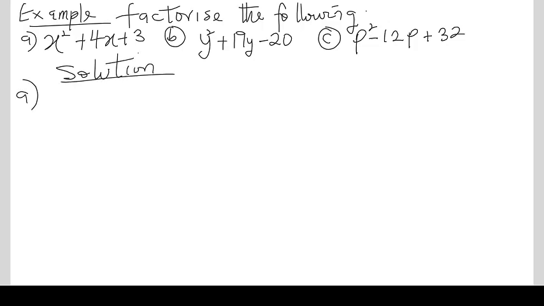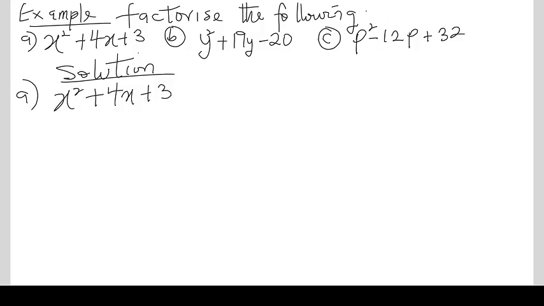The first one, we should factorize x raised to the power of 2 plus 4x plus 3. So what are the steps that we need to put into consideration? The first thing we need to put into consideration is to be able to identify your constants, this a, b, and c.